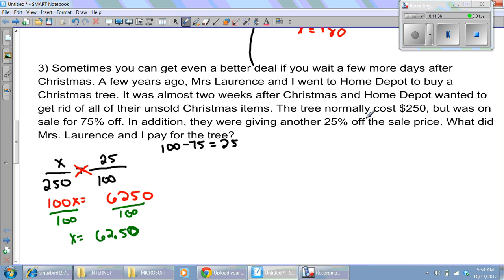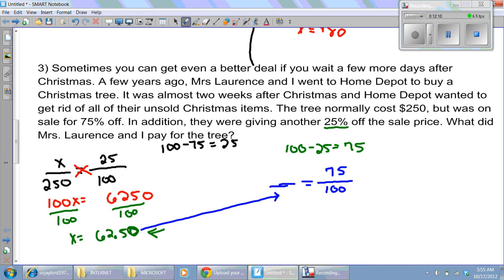And the second problem says I'm getting 25% off of the second price, of this price. This is my new total. Okay, so I need to take 100 minus 25. And some of you are wondering, can I do that step in my head? Yeah, as long as you don't make a mistake. Absolutely, you can do it in your head. So I'm still going to set up a percent proportion. I'll have 100 in my denominator. My percentage this time is 75. My full price is the 62.50.